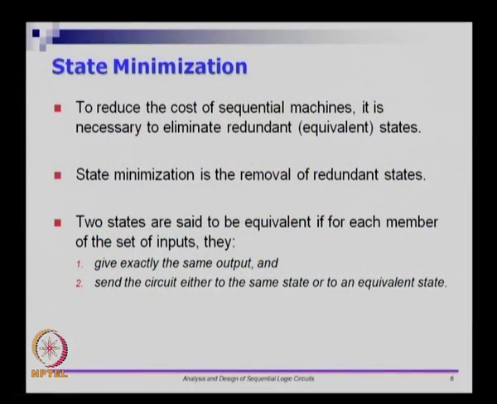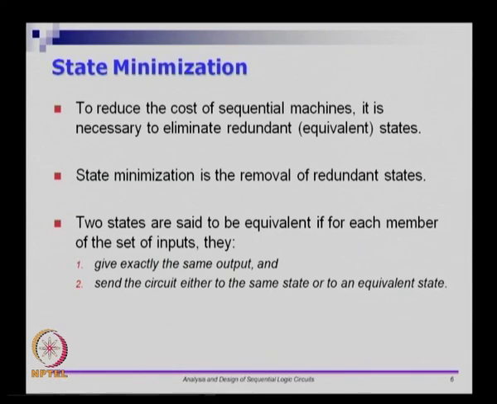By doing that I will reduce the cost of the state machine, and to do that I need to eliminate what are called redundant states. If 2 states do the same job, I can get rid of one of the states. So state minimization is the removal of redundant states. To reduce the complexity of the circuit, we need to define something called equivalence between states.